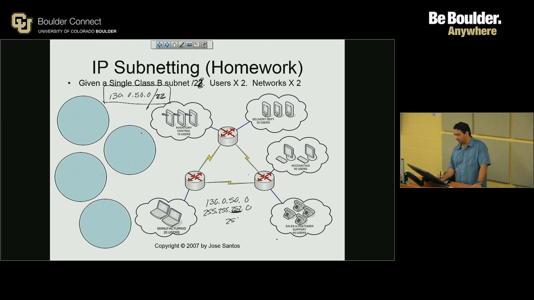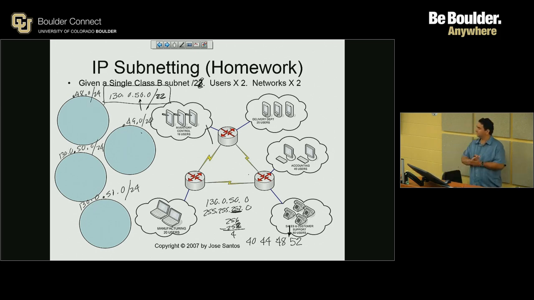256 minus 252, 4. That means multiples of 4, all the way till 50. So we can do times 10, we have 40, 44, 48, 52. So 50 is here. So one is .48, .49, .50, .51. 130.0.51.0/24. 130.0.50.0/24. Yes or no?